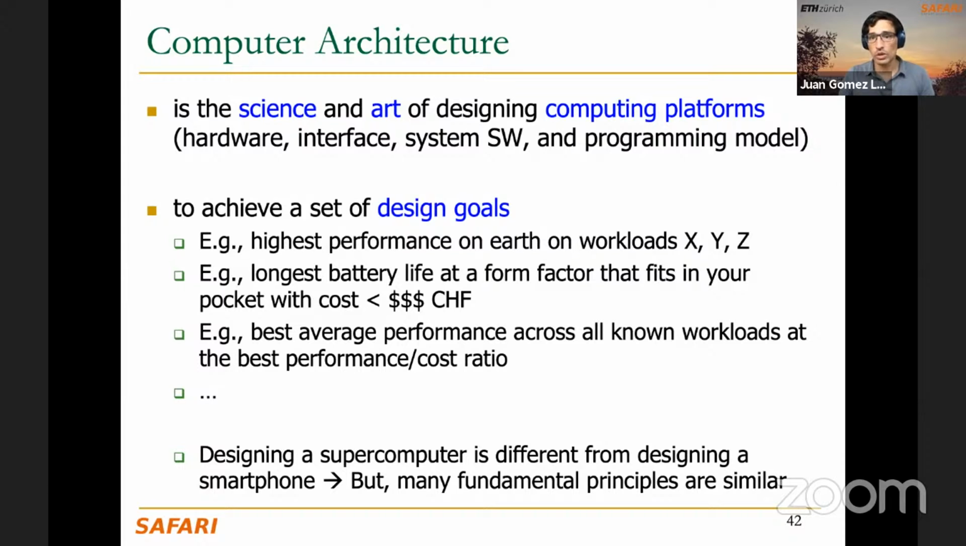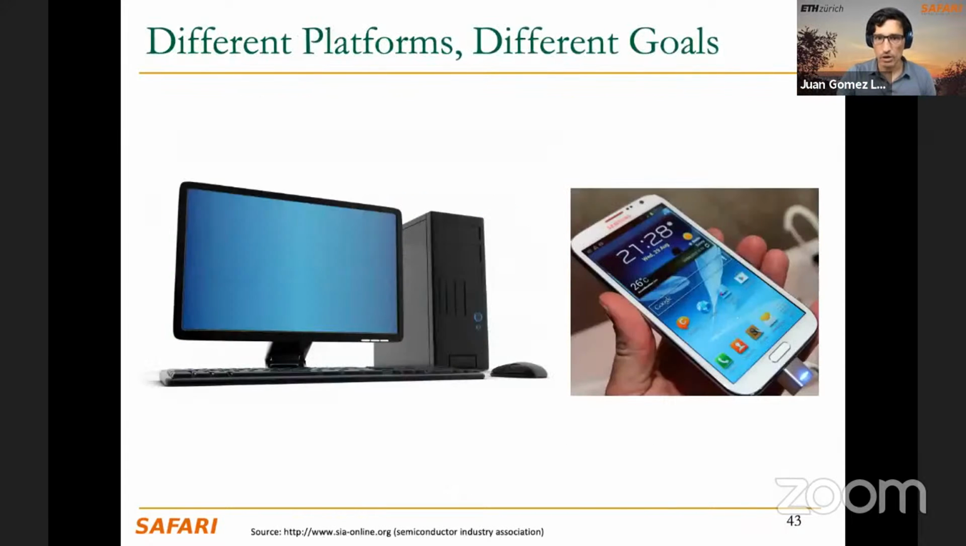But one important thing to take into account here is that many fundamental principles are the same. And actually, if you go deeper into the systems and understand them well, what their different components are, you will see that they essentially have the same components. So for example, these two platforms are for two different goals. A desktop computer is not the same as a cell phone, but in the end, they have a general purpose processor, like a CPU. They need to have a graphics processing unit. They have some accelerators. They have a memory and a storage system.